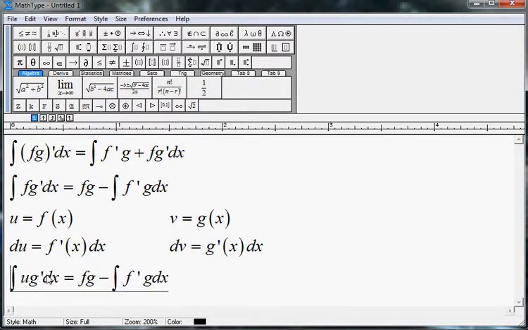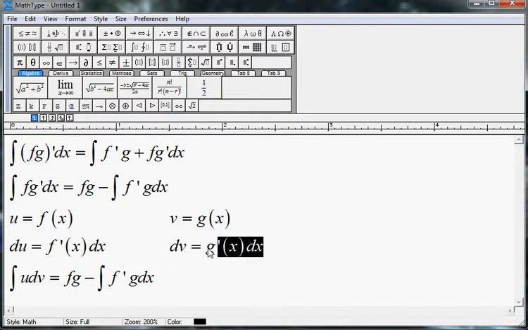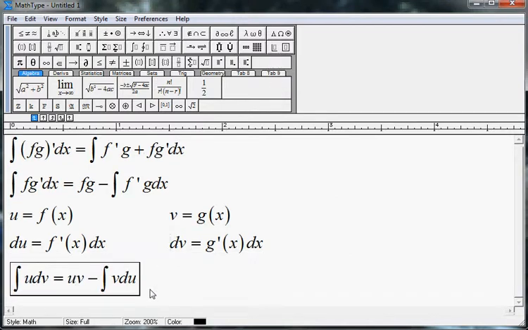G prime dx, I think it should say. Yeah, it's what I should have said, rather. So the left side turns into the integral of u dv. And the right side, we replace f with u, g with v, and then we have f prime dx, which is du, and then g is v, so this is v du. And this is the standard form of integration by parts.